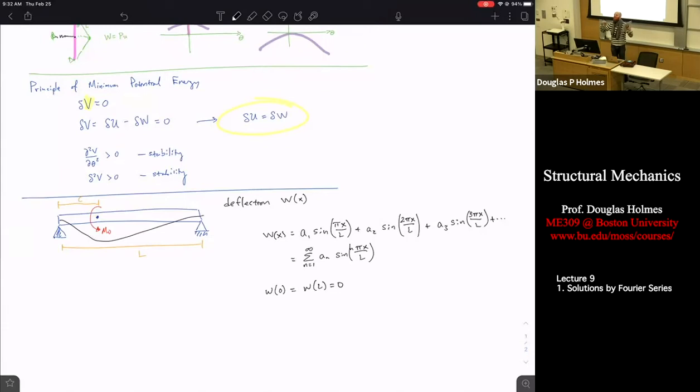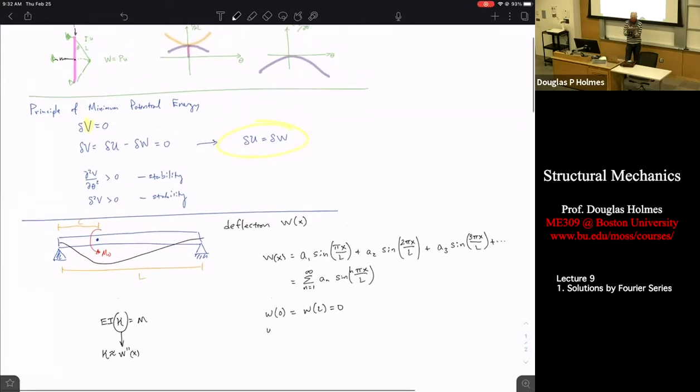And that there's no moment on the beam when you have a simply supported beam. No moment means that the second derivative of your deflection is zero. You might remember that we had an equation that looked like EI kappa equals your moment. This is like a constitutive relation we've used for beam bending. So therefore, our kappa, we can approximate that as the second derivative of our deflection. And for small slopes, that's pretty good. So we know that this has to be true.